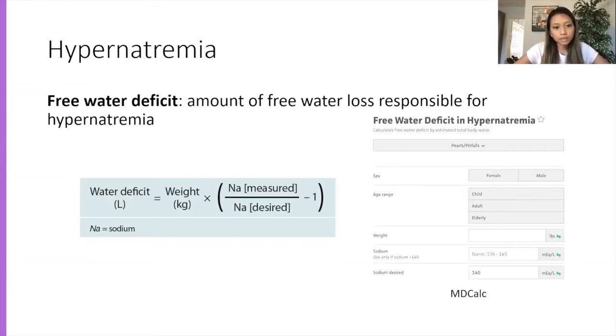Free water deficit: this is the amount of free water loss responsible for hypernatremia. I don't think you need to memorize it. If you don't have this app already, it's called MBS. It has basically every equation you can possibly think of.